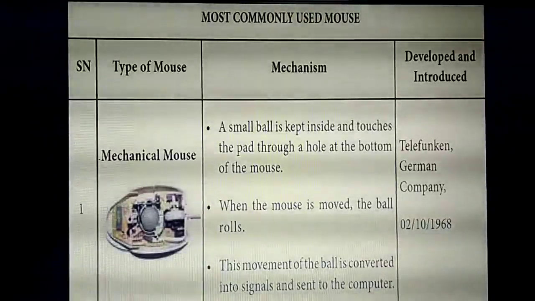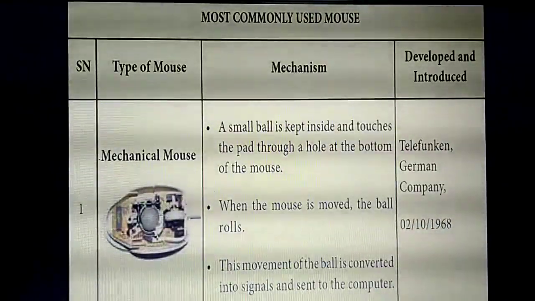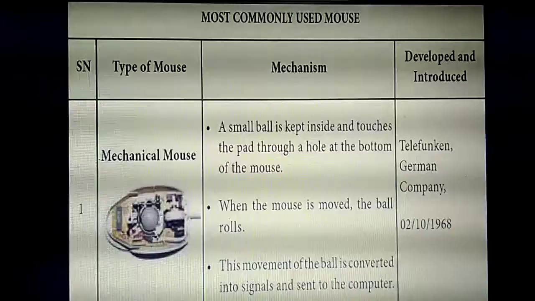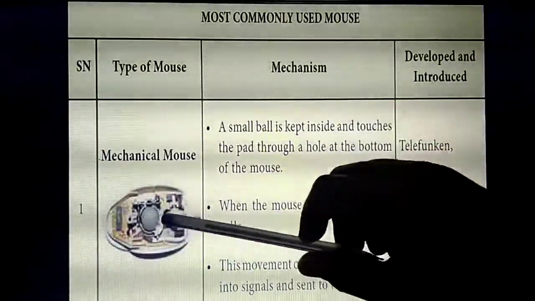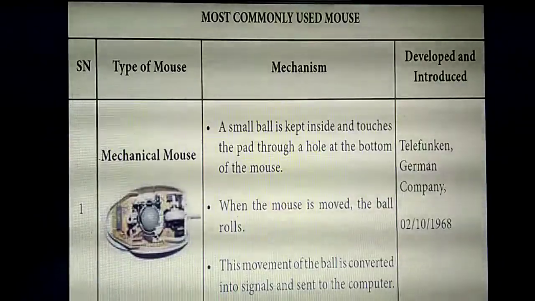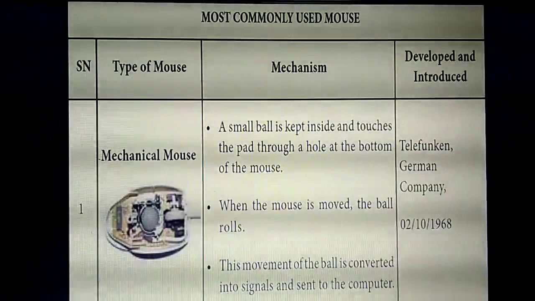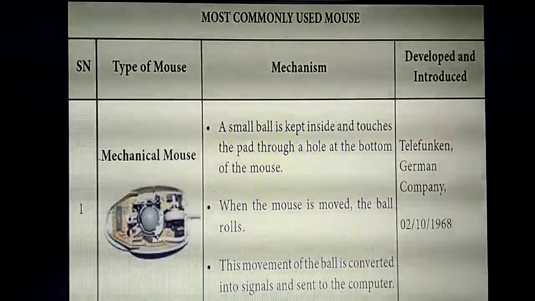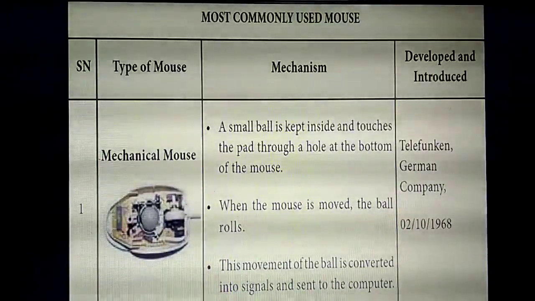So we have discussed three points in the mechanical mouse. The feature is that at the center one ball is present. You always keep the mouse on the pad. And at the bottom of this mechanical mouse, one hole is there.